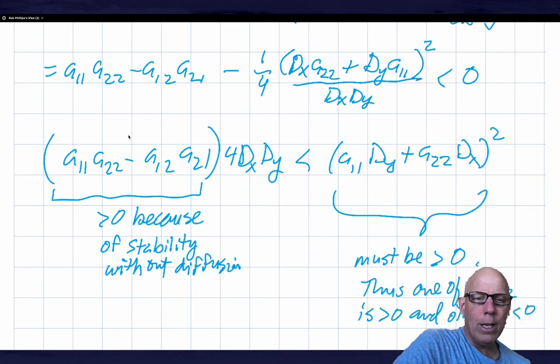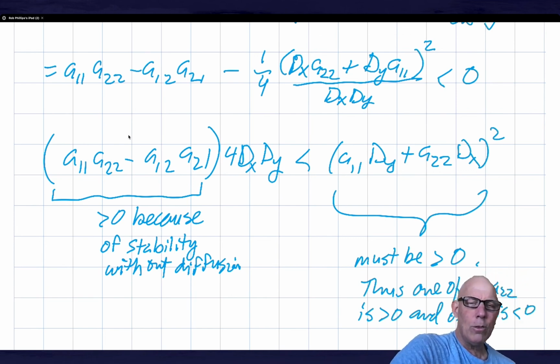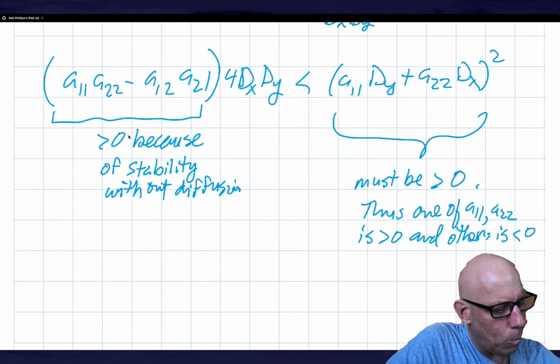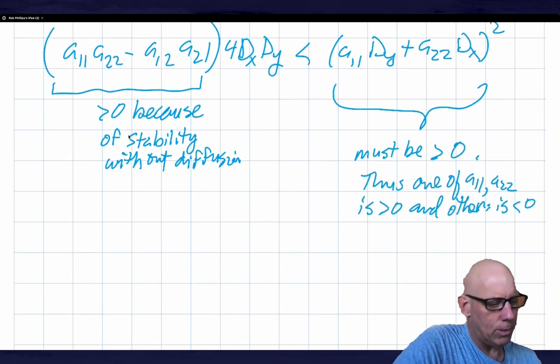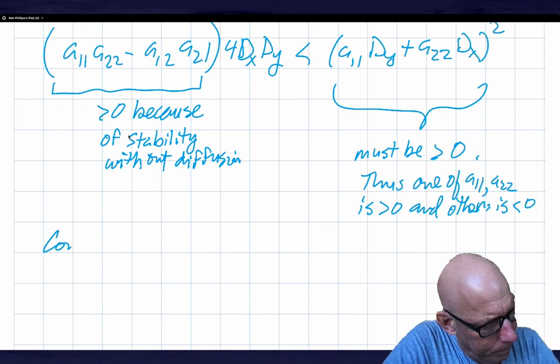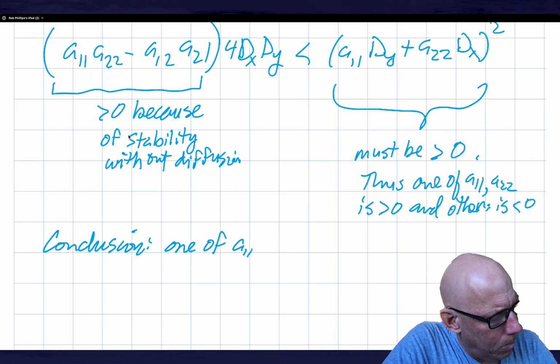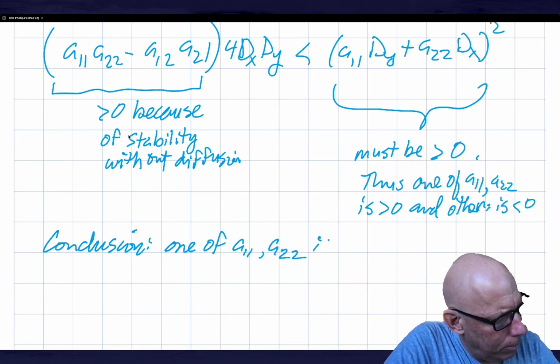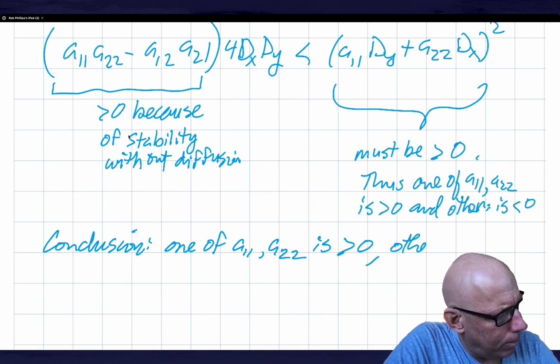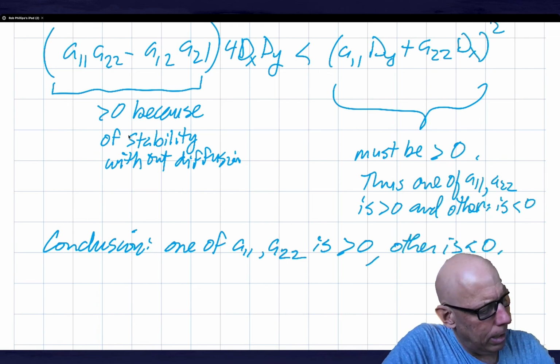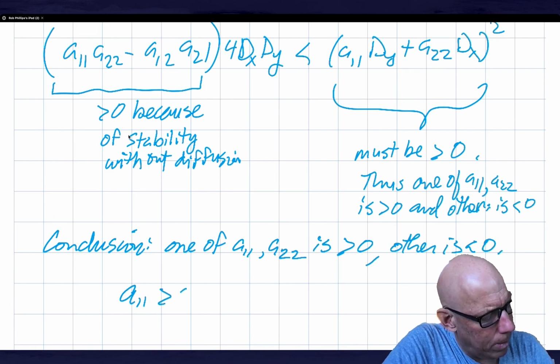And we already showed that one of the A11, A22 is negative. So now I've got to make sure that the other of A11 or A22 is greater than 0. So I've demonstrated that one of them is greater than 0 and one of them is less than 0. So the conclusion is one of A11, A22 is greater than 0, the other is less than 0. And I can actually say a priori, A11 is the one that's greater than 0.